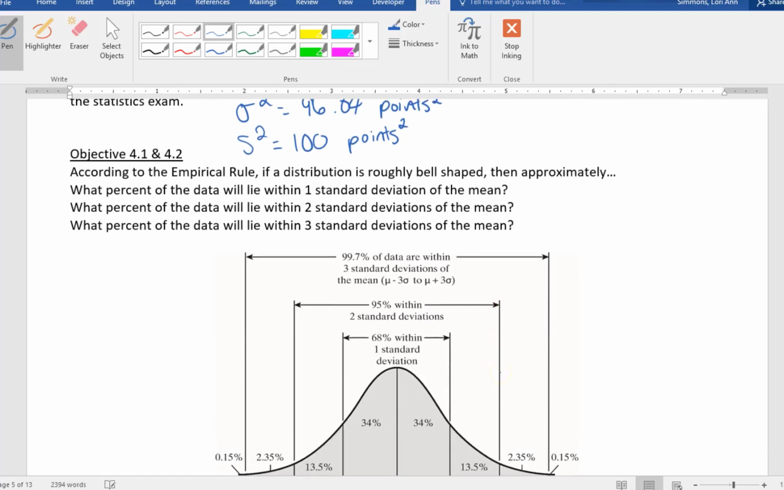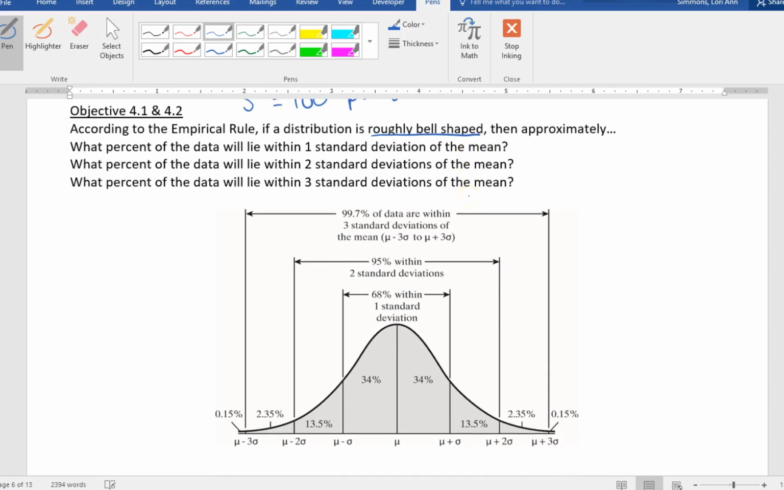Moving on to the empirical rule, one of my favorites. According to the empirical rule, if a distribution is roughly bell-shaped, then approximately... So here, keyword: we have to have a bell-shaped distribution for the empirical rule to work. Within one standard deviation of the mean, so here's the mean, you add a standard deviation and subtract a standard deviation. That covers 68% of the data.